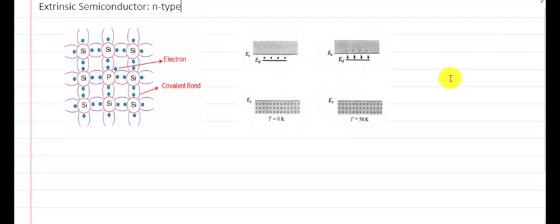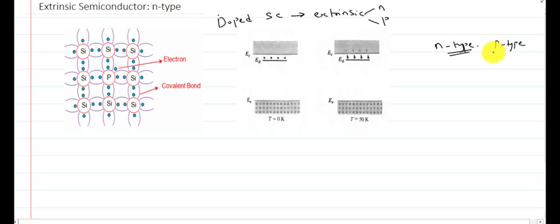Next we are going to study the second classification, that is extrinsic semiconductor. Extrinsic semiconductor means doped semiconductors. So doped semiconductors are known as extrinsic semiconductors, and they can be classified as N-type and P-type. The N-type and P-type classifications are based on the doping impurities we are adding.